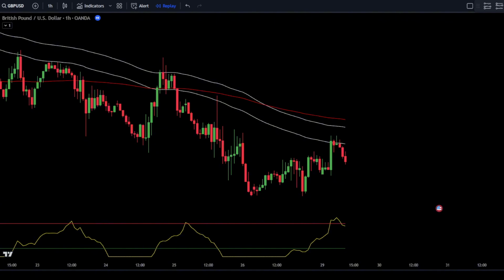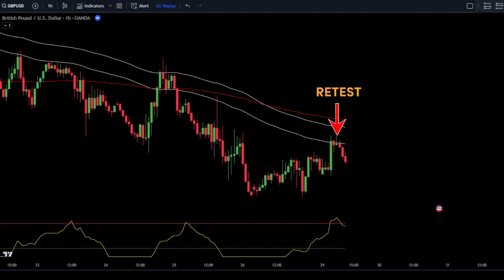How to place a sell entry. If the 100 EMA line is below the 200 EMA line, this indicates a bearish trend. In this situation, you should only focus on finding the best point to place a sell entry.